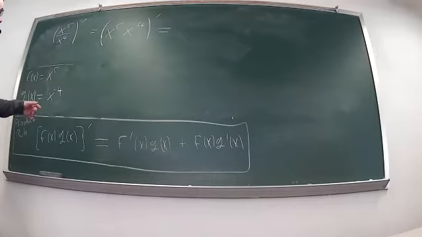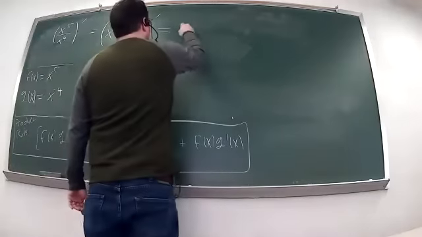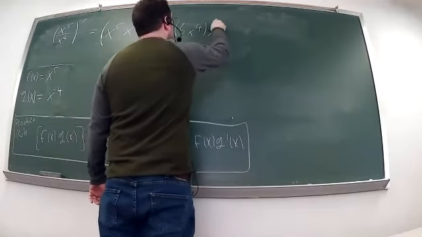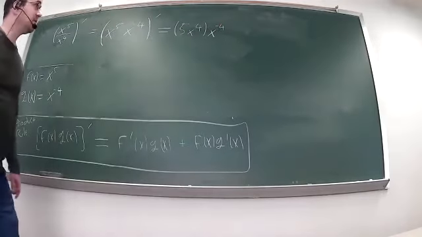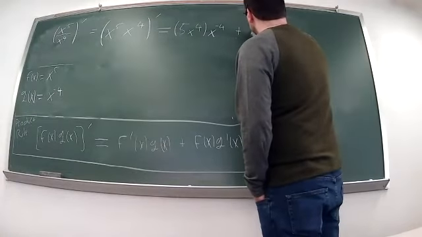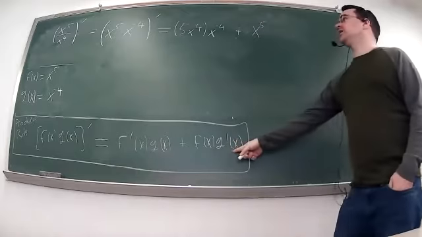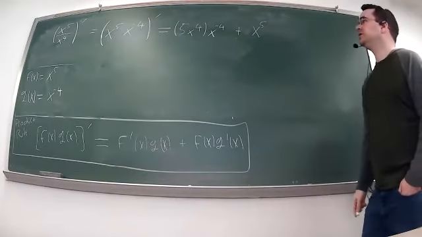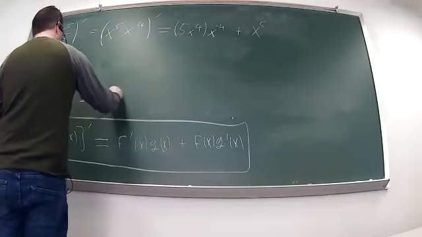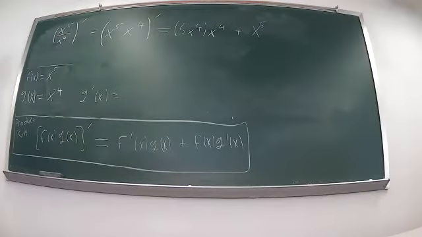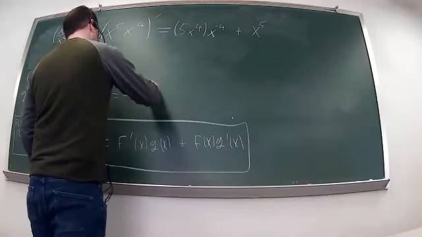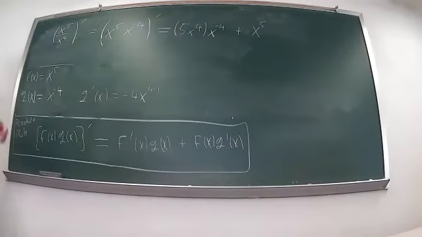So this is going to be the derivative of f times g. So the derivative of x to the 5th is 5x to the 4th, times g of x, that's x to the negative 4th, plus f of x, x to the 5th, times g prime of x. And g prime would be the derivative of this, and now you apply the power rule to it. So that's going to be negative 4 times x to the negative 4 minus 1. So it's negative 4x to the minus 5.